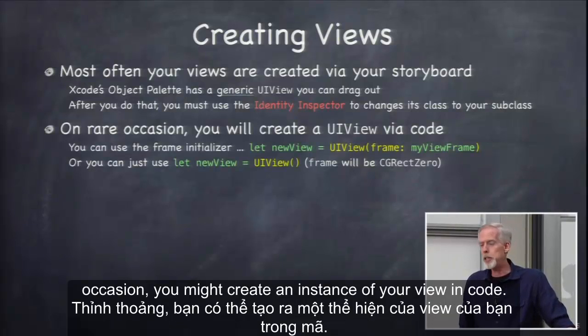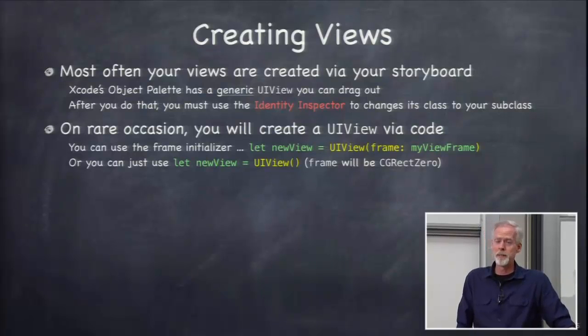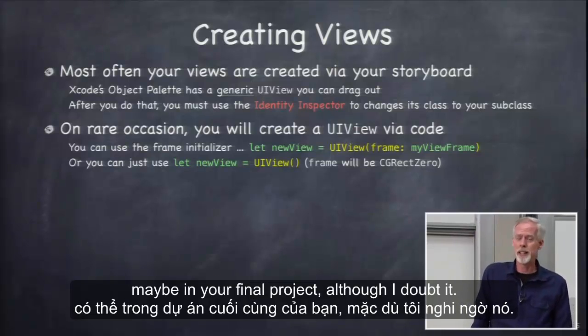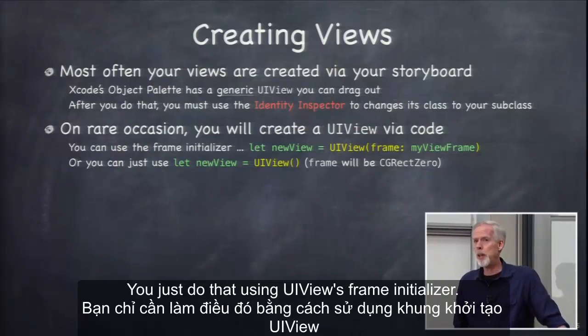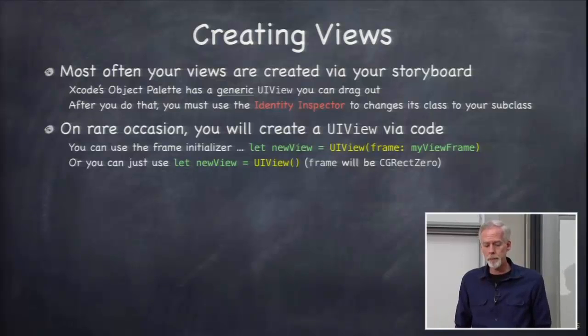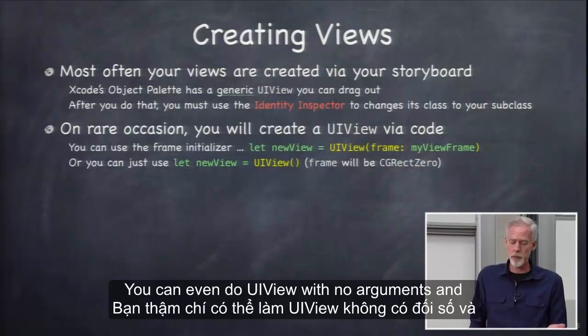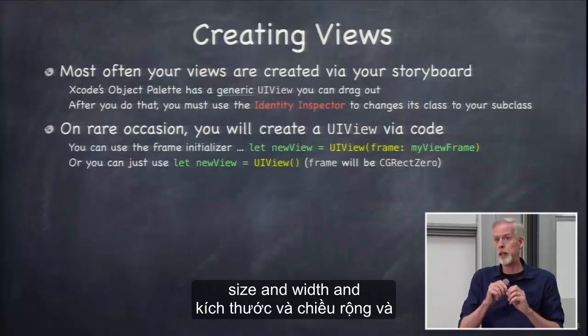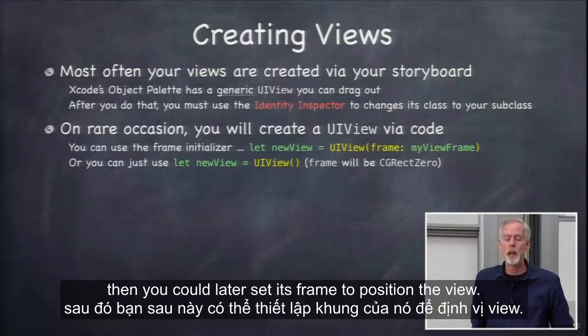On rare occasion, you might create an instance of your view in code. Probably never in this class, maybe in your final project, although I doubt it. You just do that using UIView's frame initializer, right? So you just say view equals UIView(frame:). You can even do UIView with no arguments. It'll give you a CGRect.zero, which is a frame with zero size and width, and then you could later set its frame to position the view.